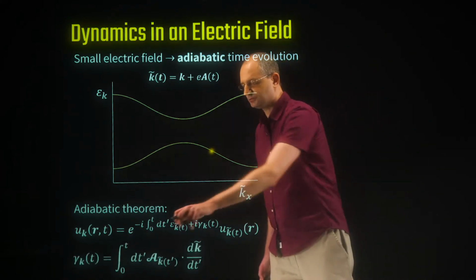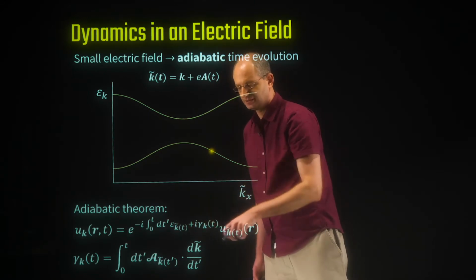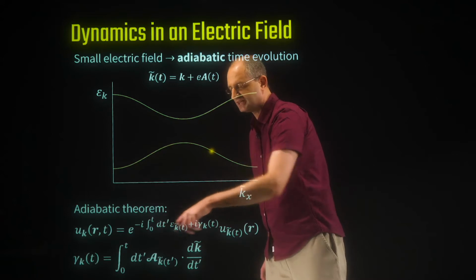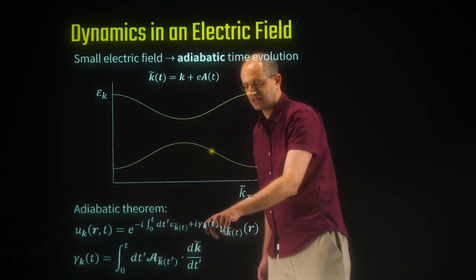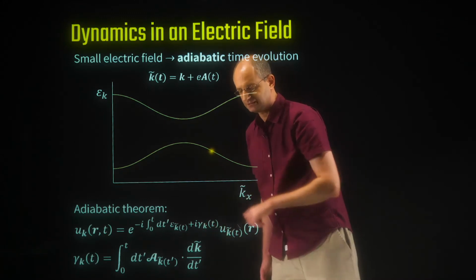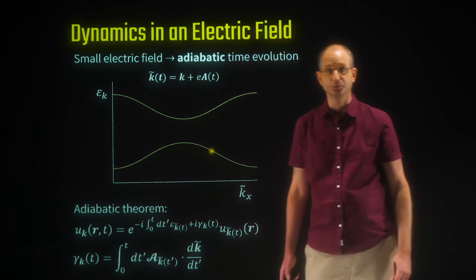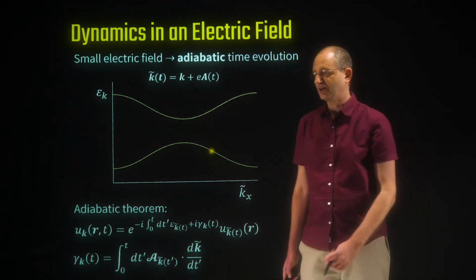Gamma of t is equal to the integral of the Berry connection A of k dot dk, or we can also express it as an integral over time dt prime A of k tilde of t prime times the time derivative dk tilde over dt, which is related to the force or to the electric field. Okay, so we're actually dealing with adiabatic evolution of Bloch electrons.